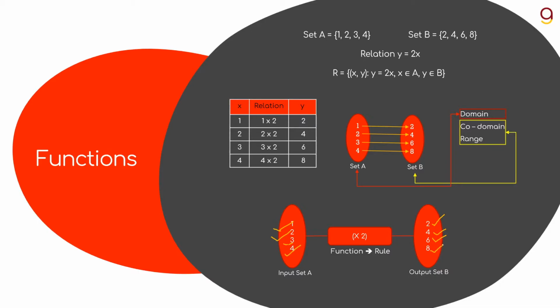So, what is the operation done on the input? We are just multiplying by 2. 1 times 2 is 2. 2 times 2 is 4. 3 times 2 is 6. And 4 times 2 is 8. Thus, a function is something that takes each value from the input set and relates it or maps it to a value in the output set. We can also say that a function is a rule that drives the output based on the operation performed.